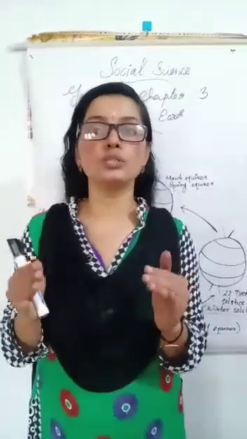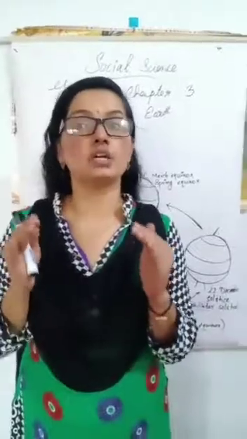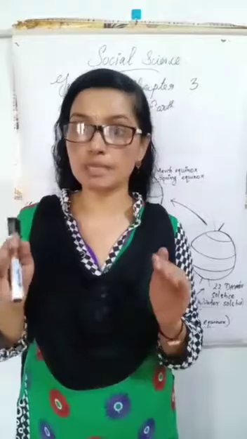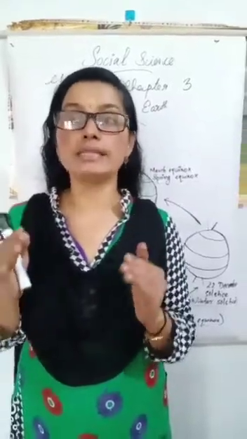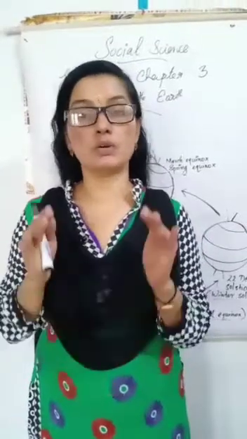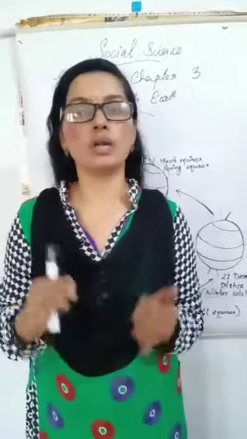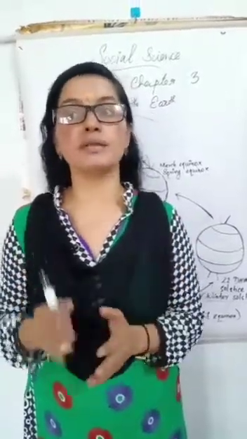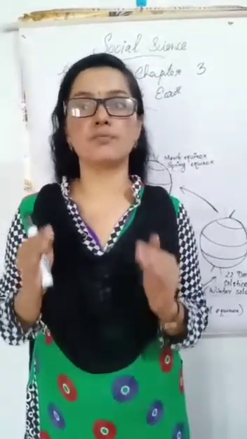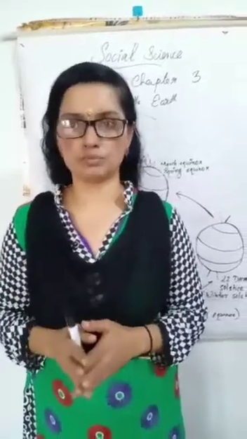You already know the earth is not stationary. It rotates or spins around its own axis. The earth revolves around the sun in an elliptical orbit. One full revolution takes 365 and a quarter days because of the elliptical orbit.